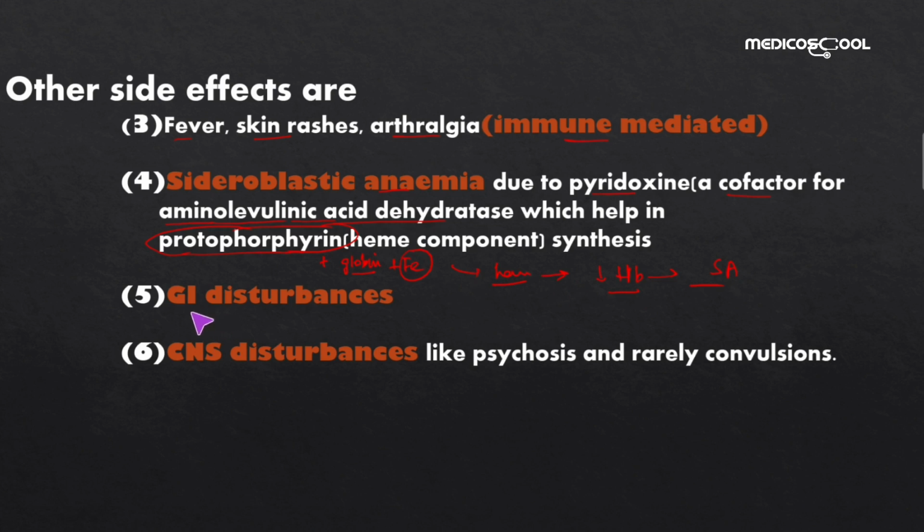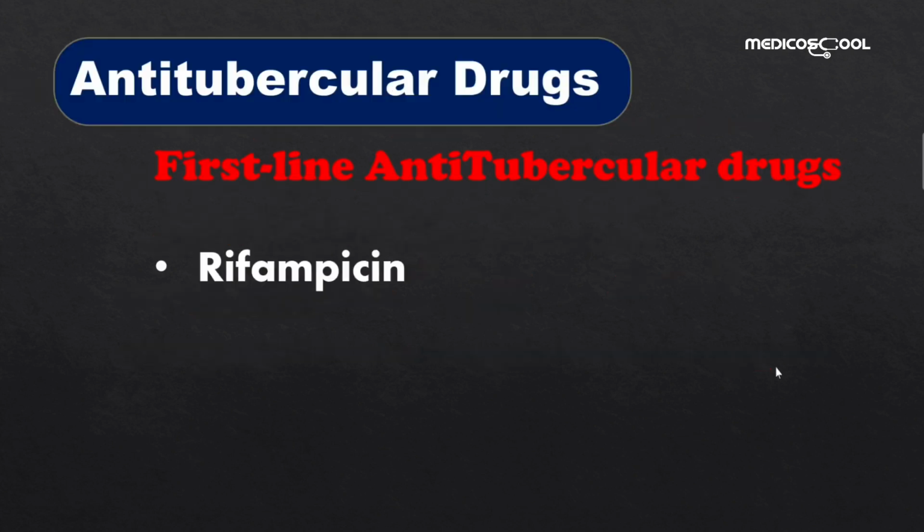The other adverse effects are GI disturbances like nausea, vomiting, abdominal pain, etc., and CNS disturbances like psychosis and rarely convulsions. So that is all about isoniazid. We will study the second drug, which is rifampicin, in the next lecture. So kindly stay tuned.